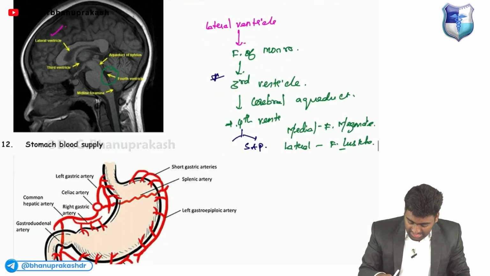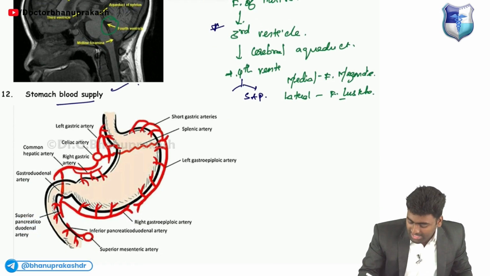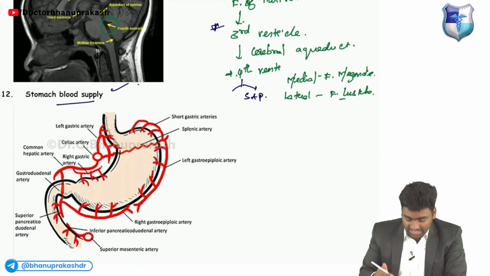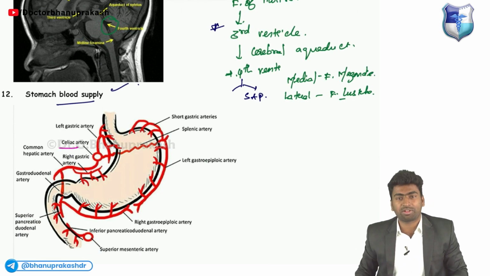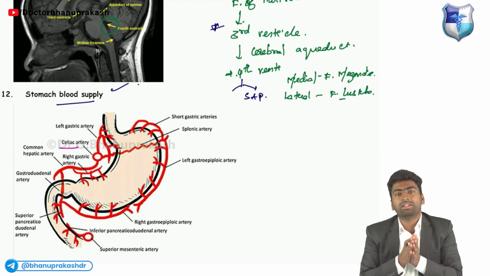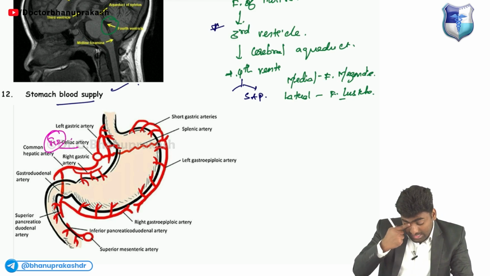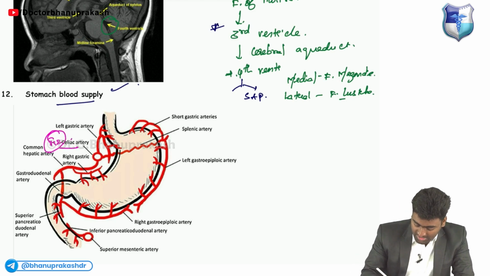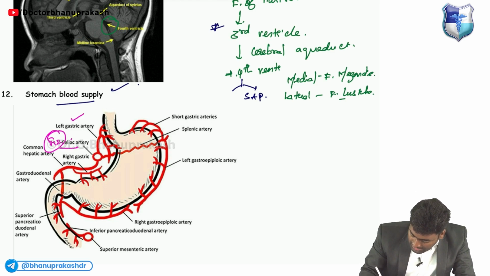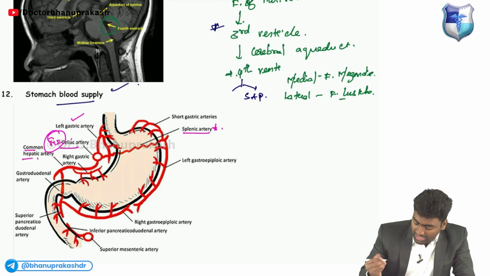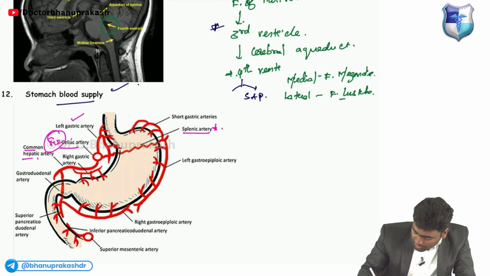Fine. And next about the stomach blood supply. Mostly they will ask you about the celiac plexus. Remember the celiac plexus, it is divided at the level of T12. And it will have three artery branches. One is the left gastric artery, next one is the splenic artery, and one is the common hepatic artery. Fine. And mostly remember about the splenic artery.